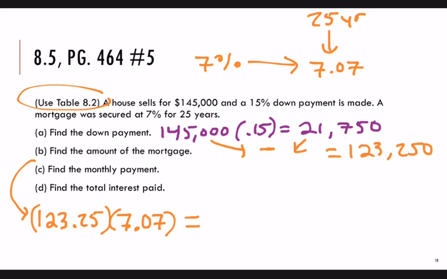All right, and then that gives you the monthly payment. Okay, $871.38. Okay, and that's Part C.